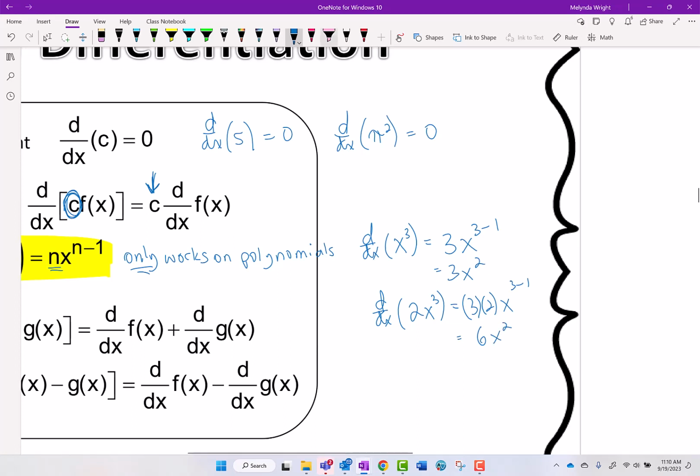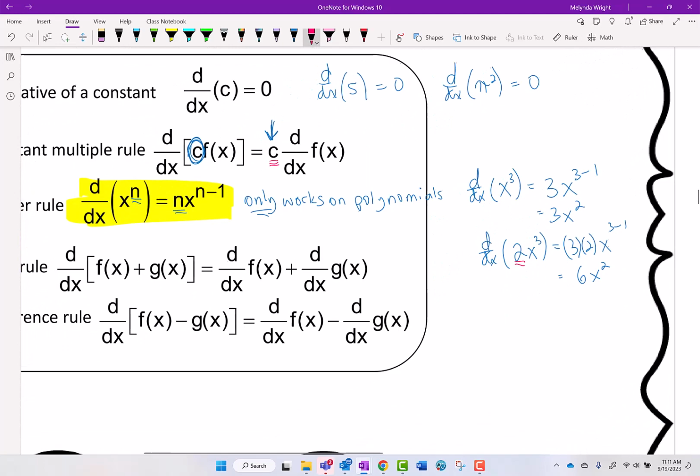So this number in front serves as a multiplier. It's this C business right here. Notice how I didn't really do anything to it. I just left it there. And then I took the derivative of x cubed, and then I applied it. I multiplied by it. Okay, so that's a couple of examples on power rule. Are there any questions on power rule?